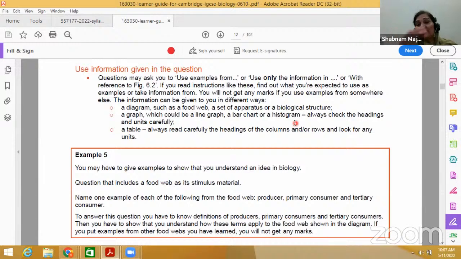So you take how many leaves have a range in the particular 9 centimeter height, how many range in the next height, and so on. A histogram is continuous, there is no gap between the bars. Always check the headings and the units carefully.